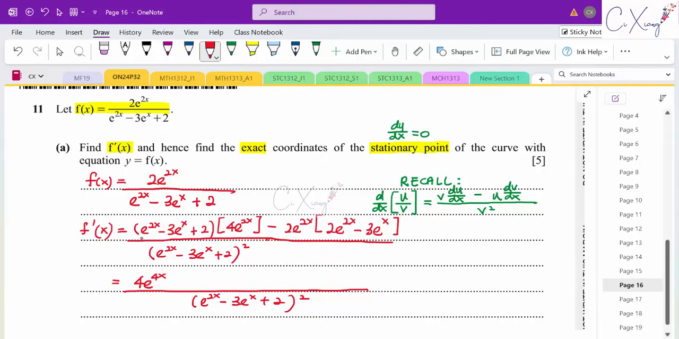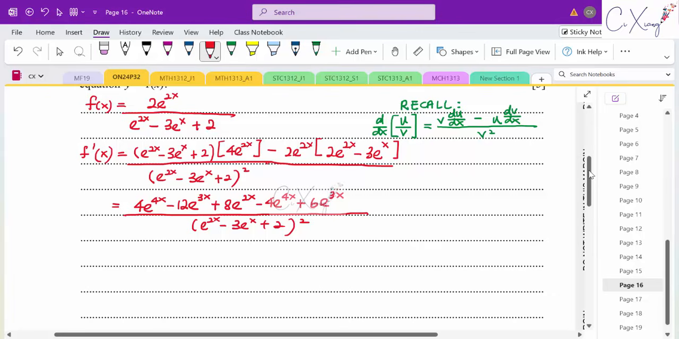Then 4e^2x multiplied with negative 3e^x, so you're having negative 12 e, then power plus power, x plus 2x, you get 3x here. Then plus 4 times 2 is 8, then e^2x. For the second term, it is also the same: you're having negative 4e^4x. Then 3 times 2 is a positive 6 now, then 6e^3x.